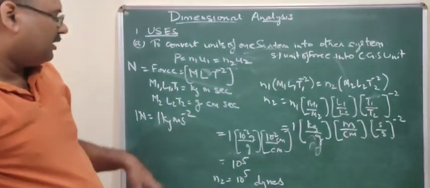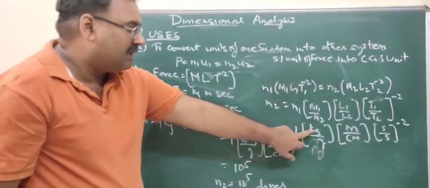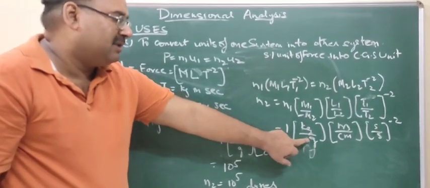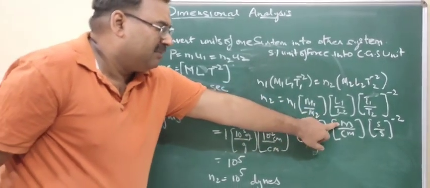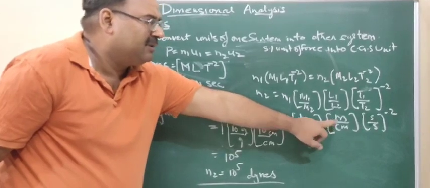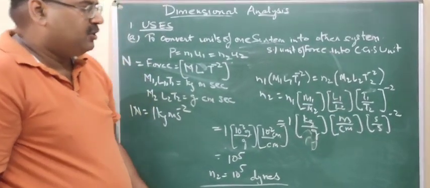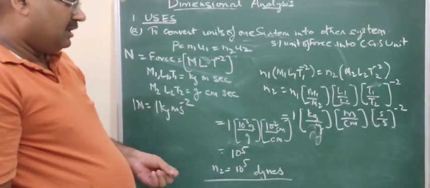What is M1? Kilogram. M1 की जगह क्या रख दिया? किलोग्राम. और M2 की जगह रख दिया ग्राम. L1 की जगह रख दिया मीटर. L2 की जगह रख दिया सेंटीमीटर. और T1 की जगह सेकंड और T2 की जगह सेकंड. तो सेकंड से सेकंड कैंसिल हो गए.